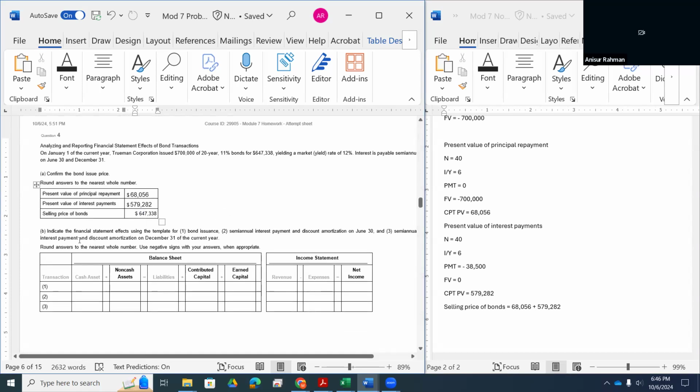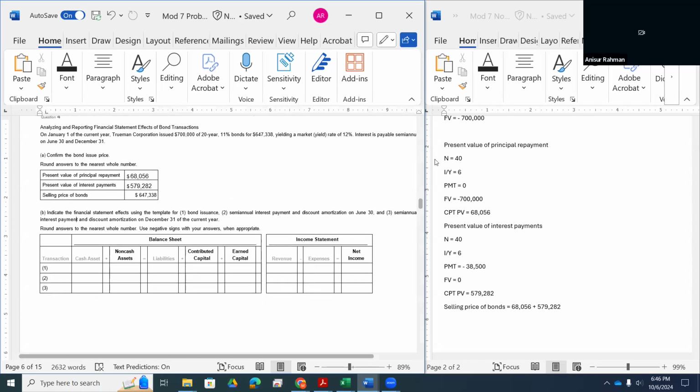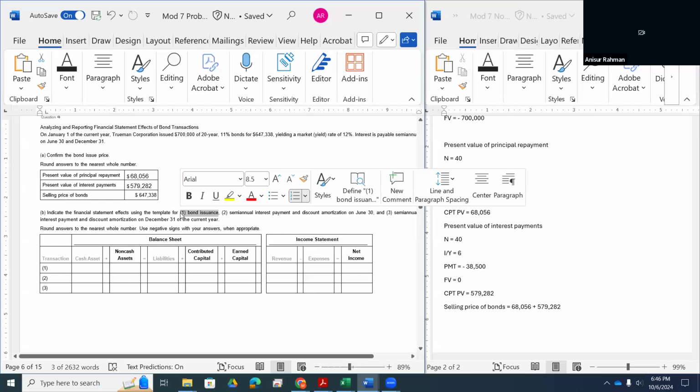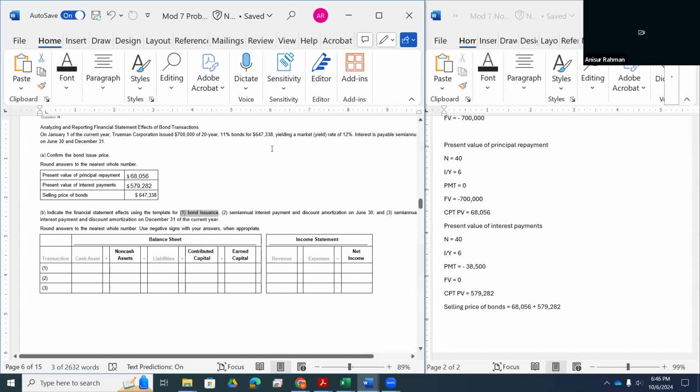Okay. Now part B, indicate the financial statement effects using the template for bond issuance. So part 1 is bond issuance. So when a company issue bond, it basically means it is selling bond. In other words, it is borrowing money. So how much money did this company get? It got $647,338. So that increased the cash assets of this company.